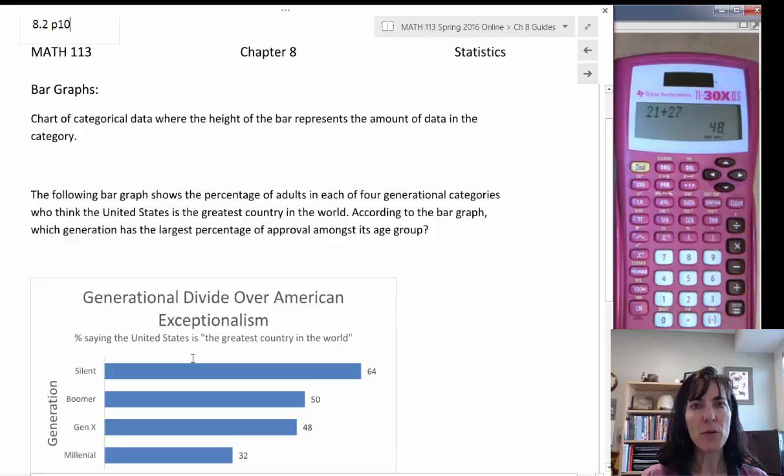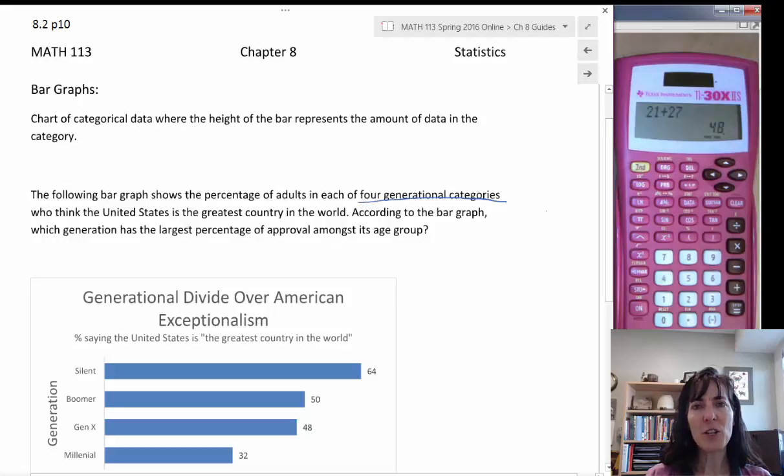We have another type of graph that you might see, and that would be a bar graph. Bar graphs give you a chart of categories, so they use categorical data where you can break it into categories, where the height or the length of the bar represents the amount of data in the category. Here's a bar graph. It shows the percentage of adults in each of 4 generational categories.